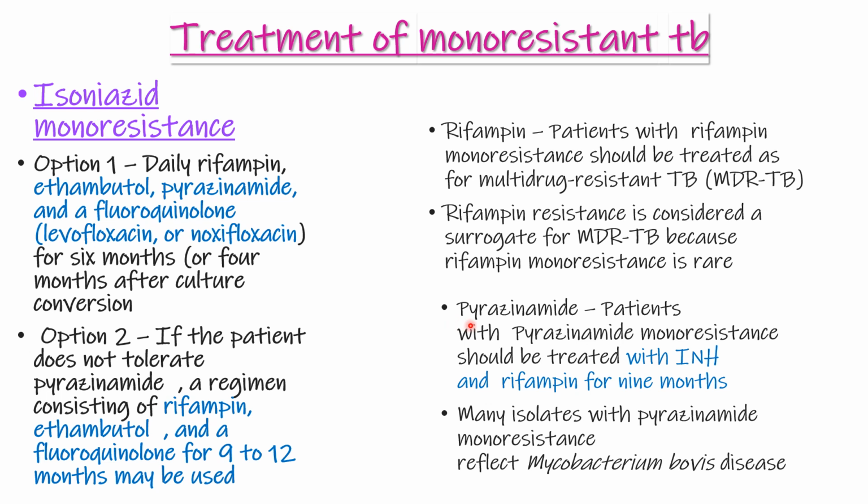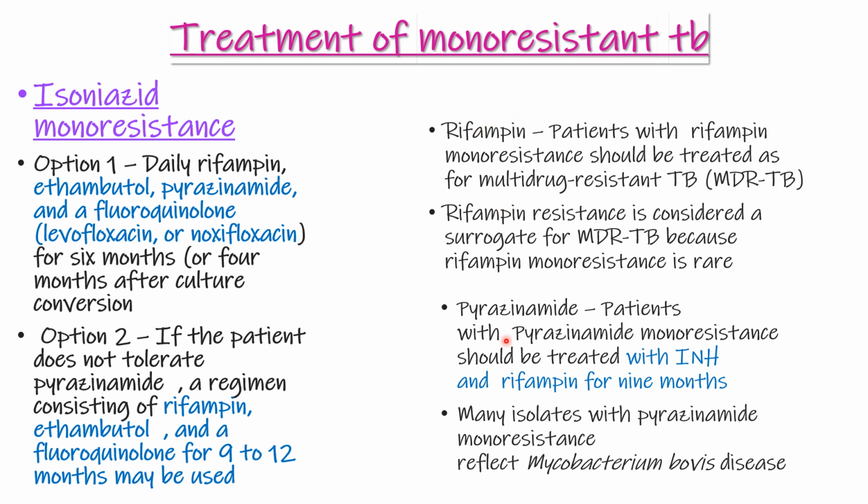So the next drug is pyrazinamide resistance. Patients with monoresistance are treated with isoniazid and rifampin for 9 months. Most of these isolates of monoresistance reflect Mycobacterium bovis, whose reservoir is the cow. And how do we get it? By ingestion of contaminated cow milk. So monoresistance to ethambutol or streptomycin, or maybe second-line drugs, is of little clinical significance, and patients with disease caused by these isolates may be treated just as drug-susceptible TB, that is the 4-drug regimen.